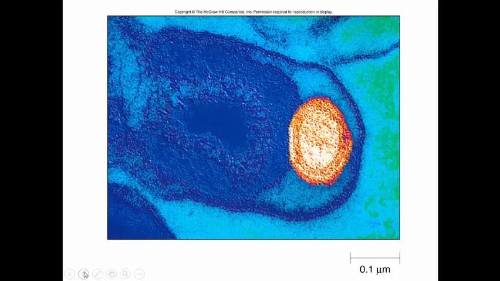Orientia tsutsugamushi causes scrub typhus. And if you're sitting there going, how does he know this stuff? I took a course purely on Rickettsia, which also covered such things as Orientia, Ehrlichia, etc. And I had to learn the diseases as part of my doctorate. Ehrlichia chaffeensis causes human ehrlichiosis. Okay? They've all got to live inside the cells.